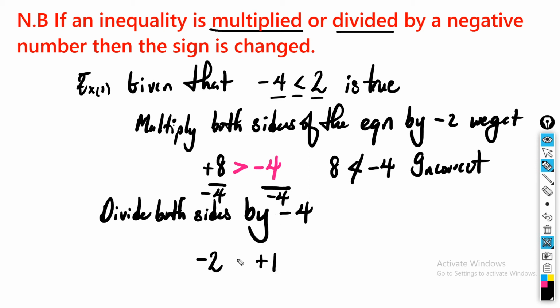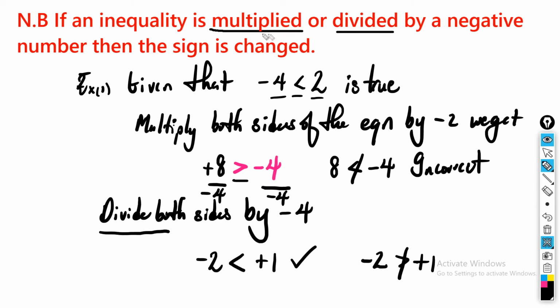And guess what, guys? We have to switch the sign again. We'd have to switch this sign over to the other side because we'd end up with +1 is greater than -2, and that makes perfect sense. But if we didn't switch the sign and we said -2 is greater than +1, this would be incorrect, right? So when we divide both sides by a negative number, we also have to change the sign as well.